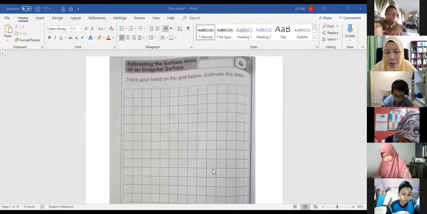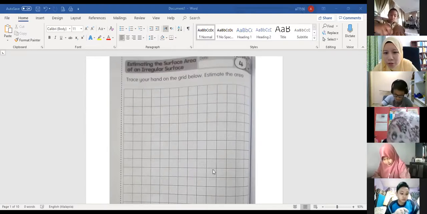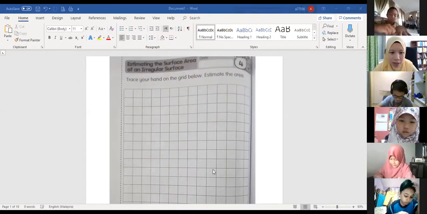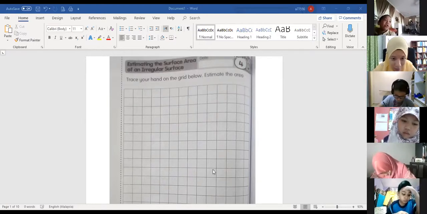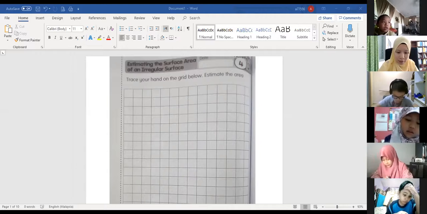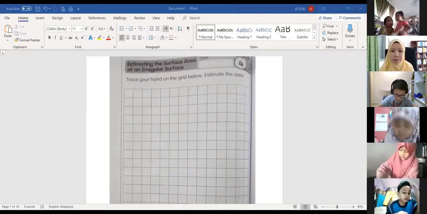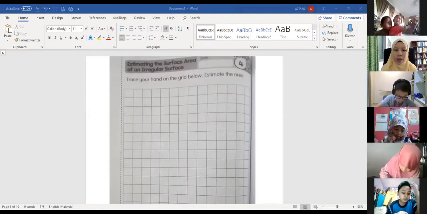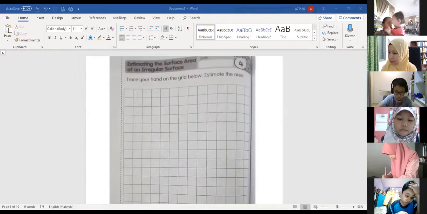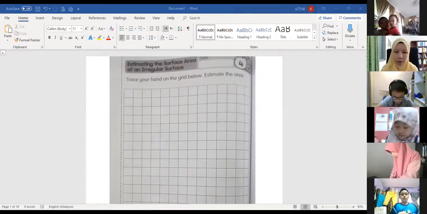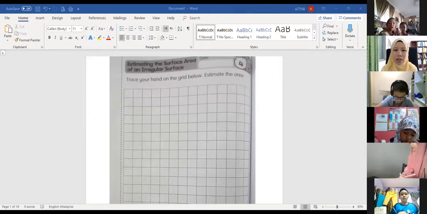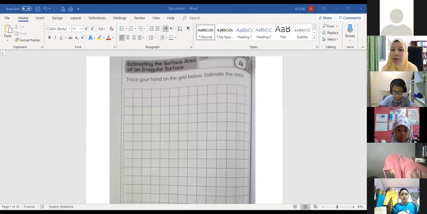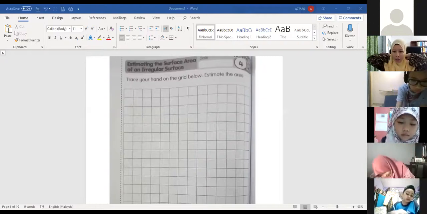Count. Akif, I want to see your drawing. 83. Wow, your hand is big. Okay, don't forget to put the unit, Ilham. The area of your hand is 81 centimeter squared. Okay, teacher will give 1 minute for rest. Okay, 81 centimeter squared. Ilham already gave me the answer. The area of Ilham's hand is 81 centimeter squared. Okay, where is the rest?